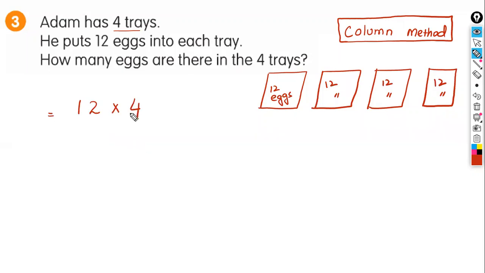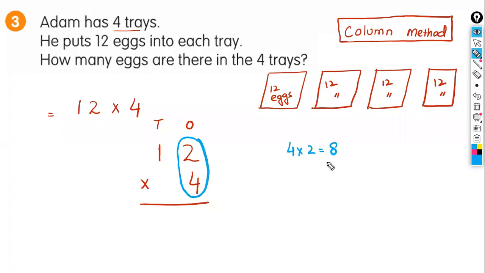So let's use the column method. It is 12 times 4. So this is ones column, this is tens column. So first of all, we will multiply the digits which are present in the ones column. So first I will multiply 4 and 2 together, like 4 times 2 is equal to 8. So I can just simply write this 8 in the ones column right here.